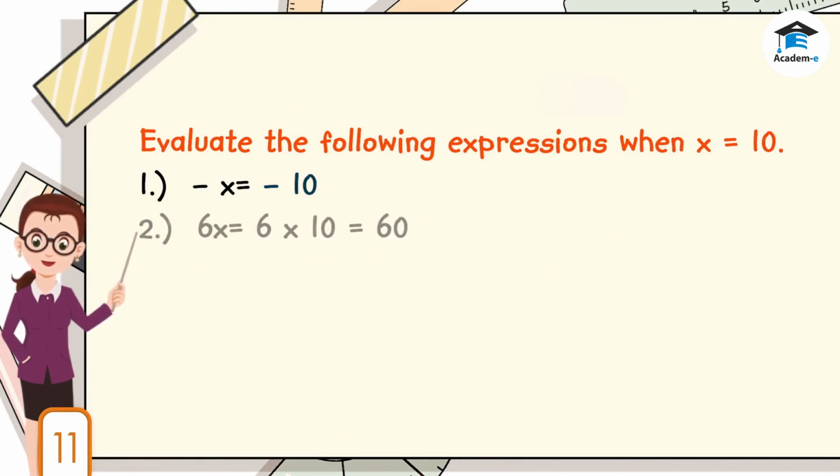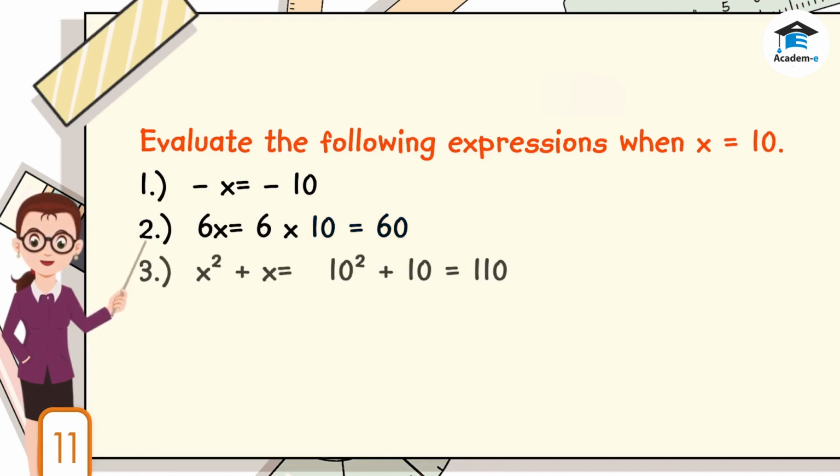Number 2, 6x. Since 6 is beside the variable, it implies multiplication. Replace x with 10 and then multiply the two numbers. Therefore, 6x is 60. Number 3, x squared plus x. Replace x with 10 and then simplify. 10 to the second power is 100, plus 10 is equal to 110.